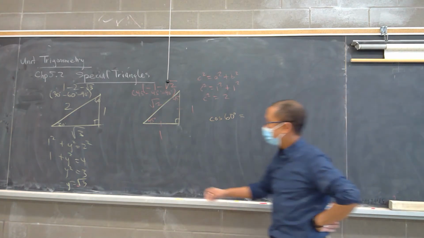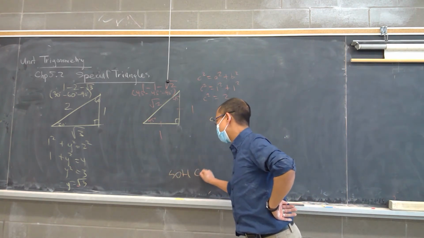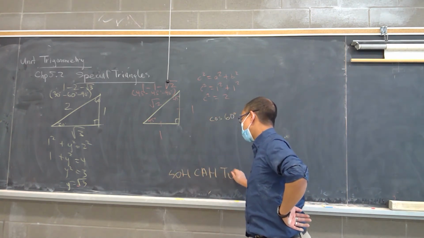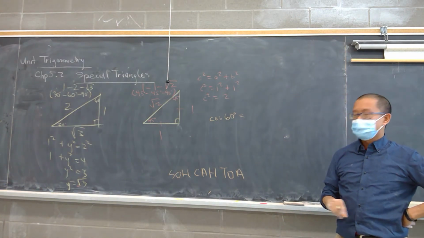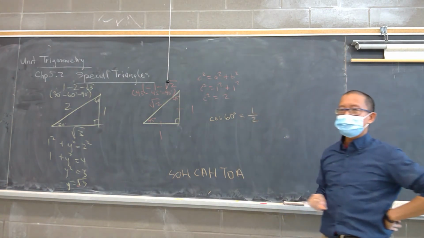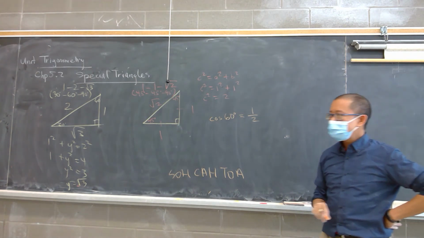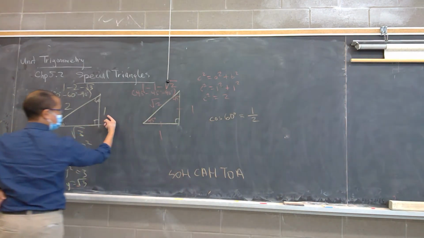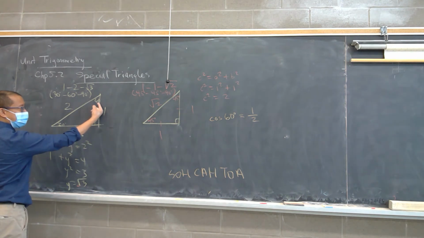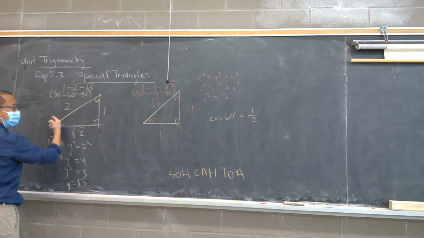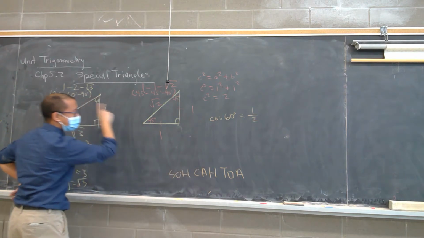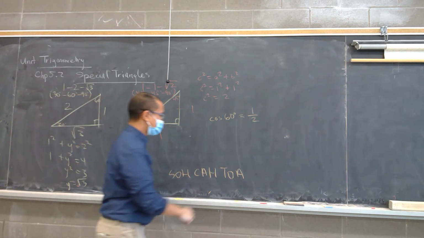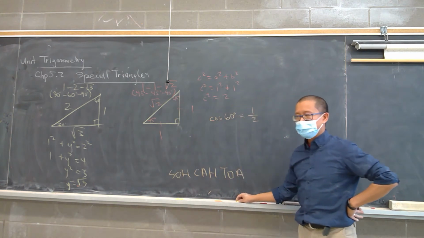If you need some help, we have the mnemonic SOH CAH TOA. Adam again. 1 over 2 is correct. See how fast I got it? This side is the adjacent to 60 degrees. This 2 is the hypotenuse. Cosine is adjacent over hypotenuse, just like that.